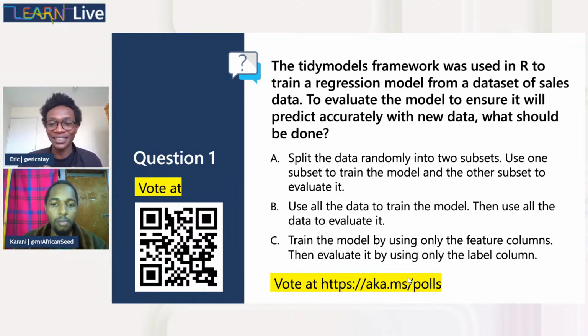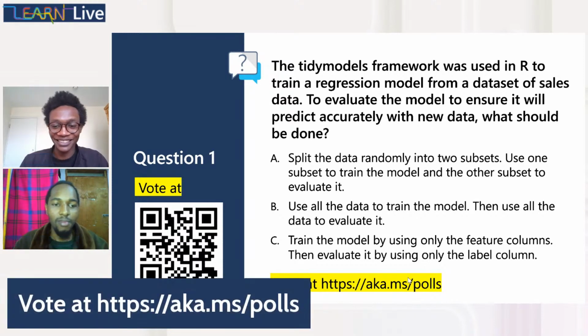Should we first split the data into two random subsets, and use one to train the model and the other subset to evaluate it? That's the first option. Or second, should we use all the data to train the model, then use all the data to evaluate it? Okay, that sounds possible too. And third, train the model using only the feature columns, then evaluate it using only the label column.